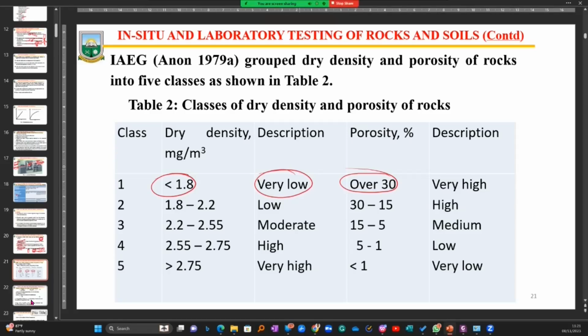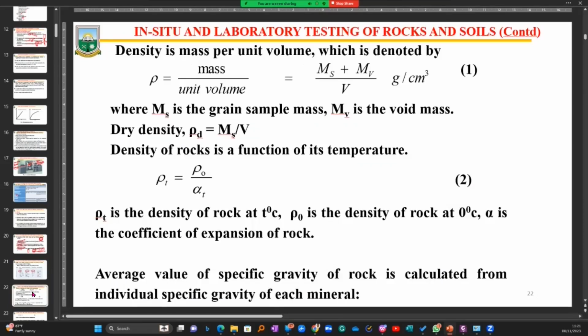Then the next one is we are trying to calculate the density of a material. So we have the mass per unit volume of a material. We can also use the mass of the solid plus the mass of the void, the empty space there, all over the total volume, and that gives us the density.